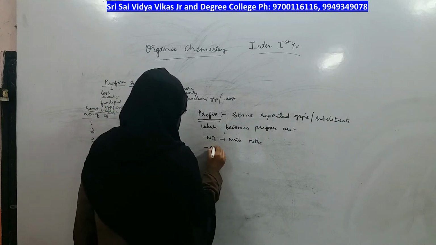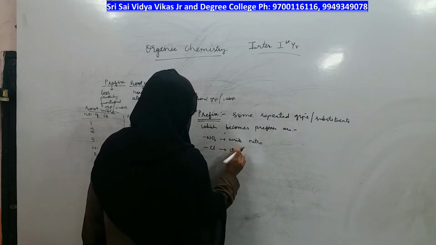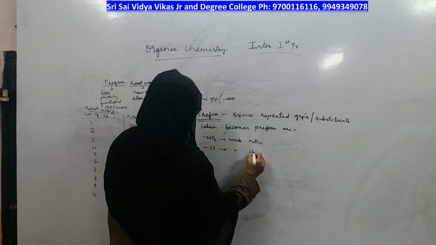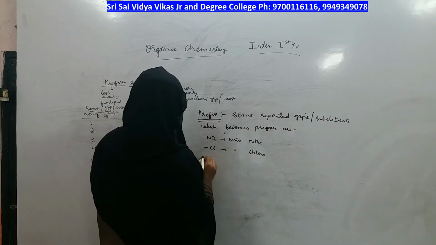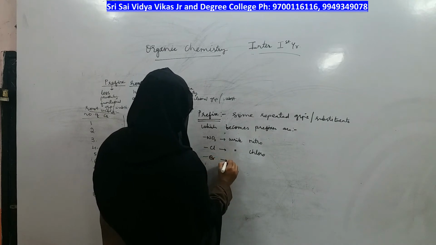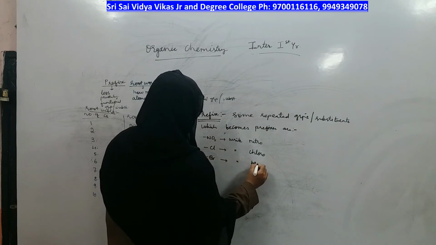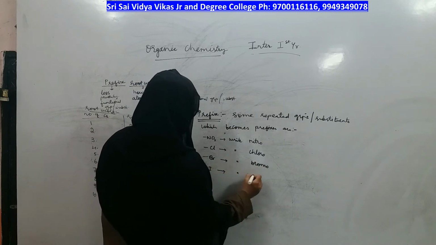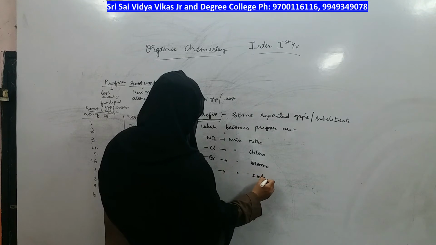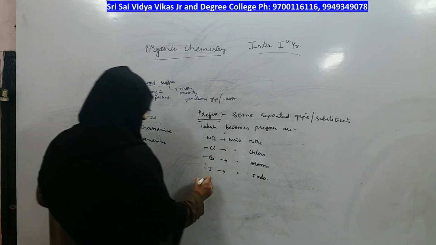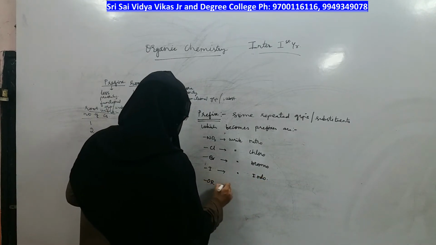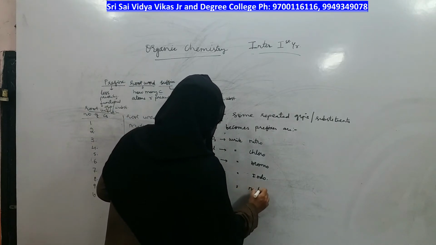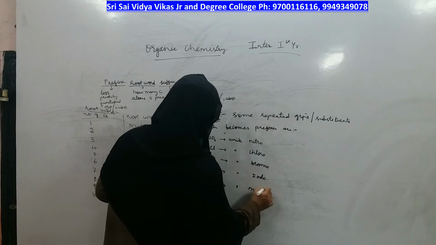For Cl, write chloro. Same way for Br, write bromo. For iodine, write iodo. Same way for OR, methoxy. In esters also we have seen, right? Methoxy. Methoxy became a prefix or not in that case?